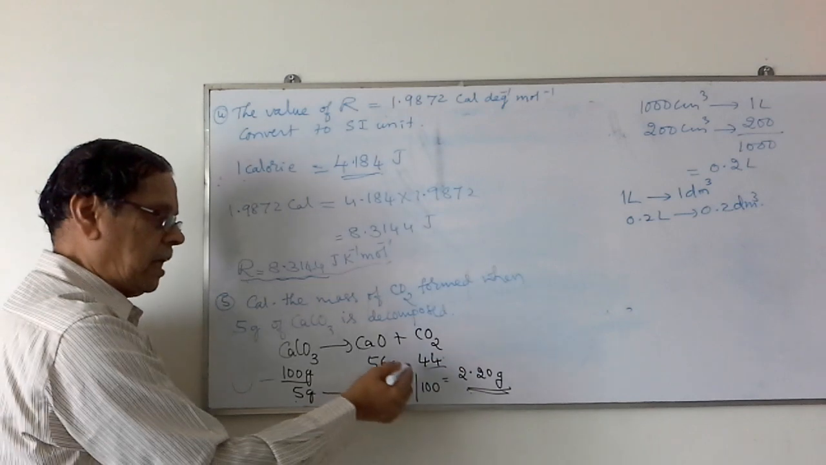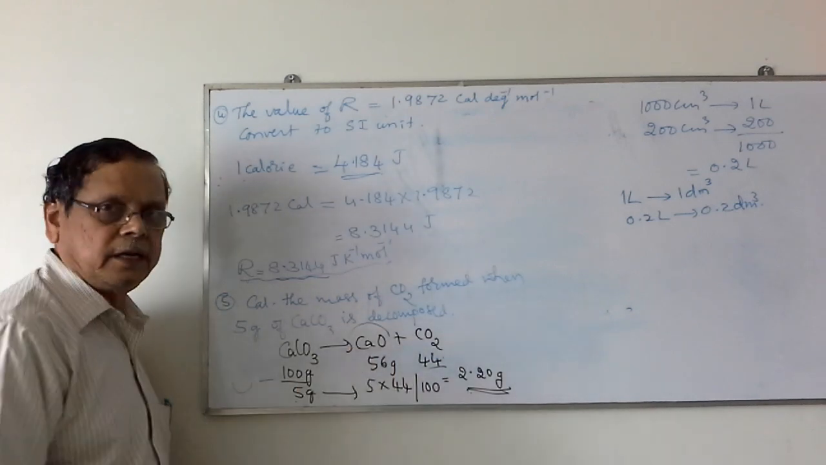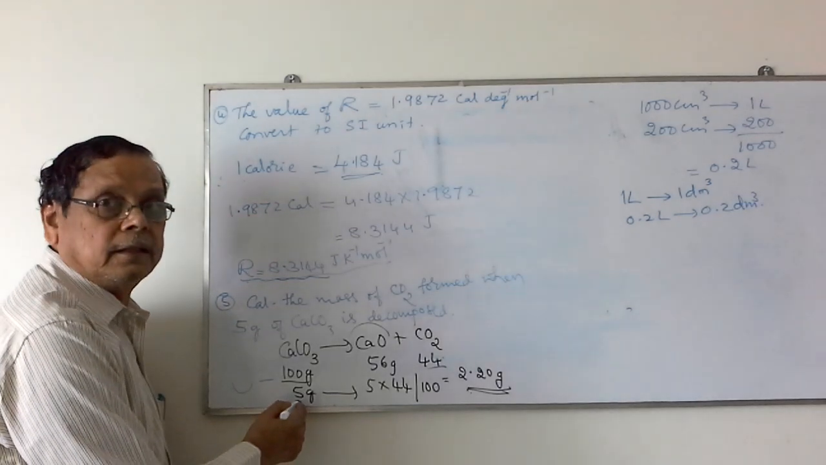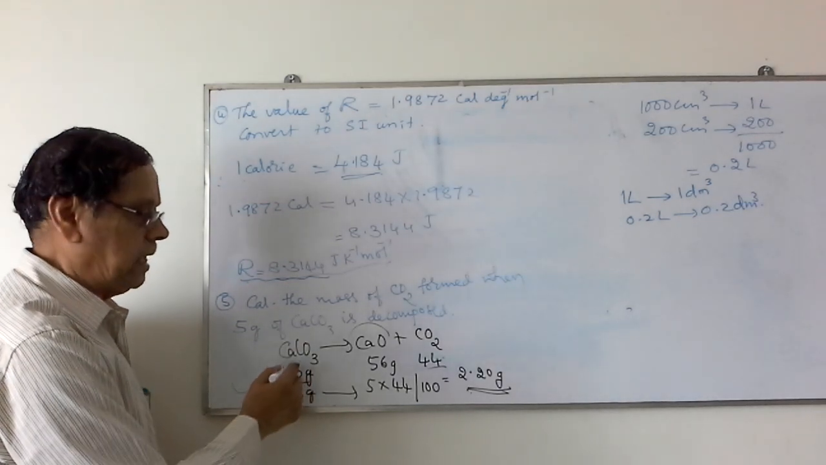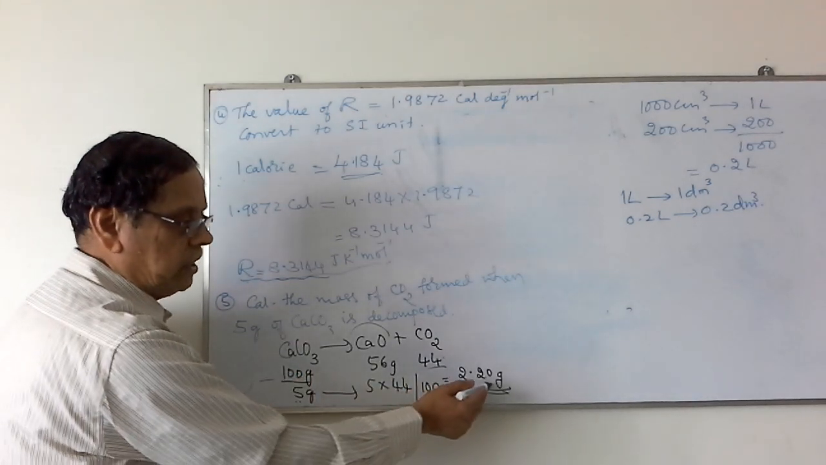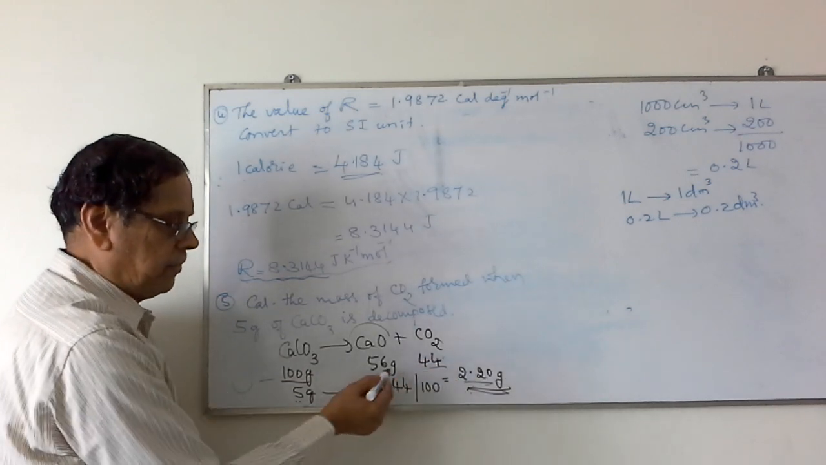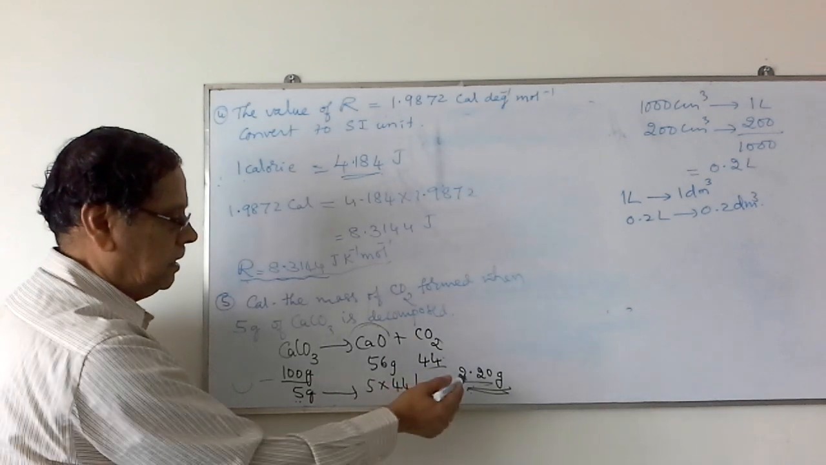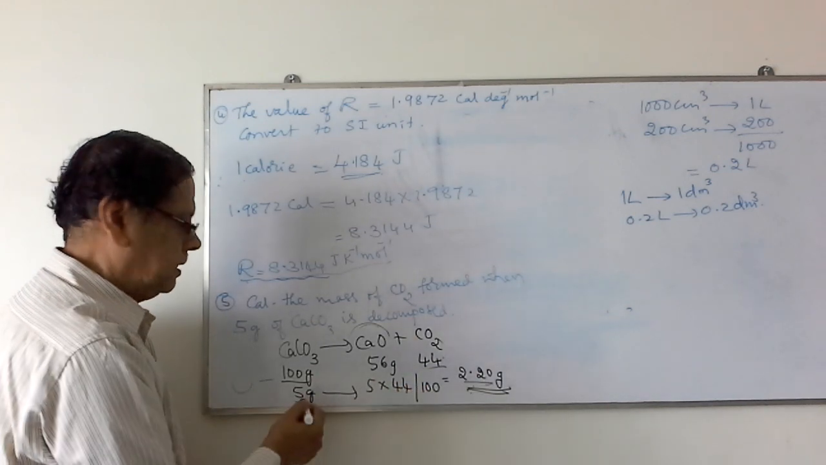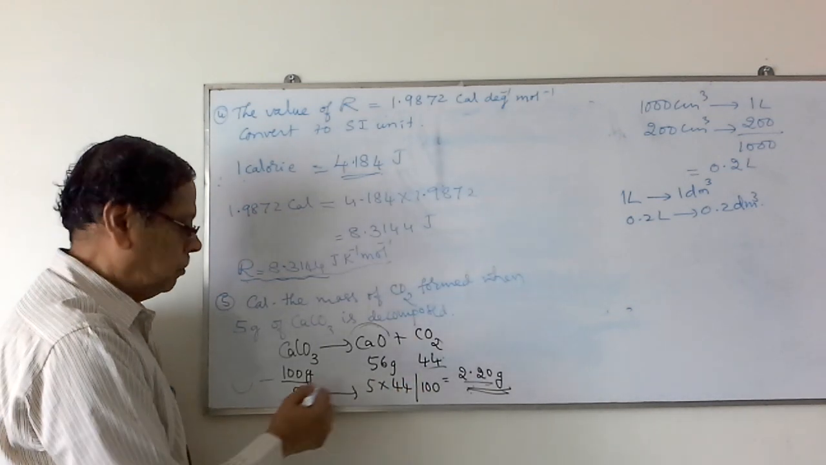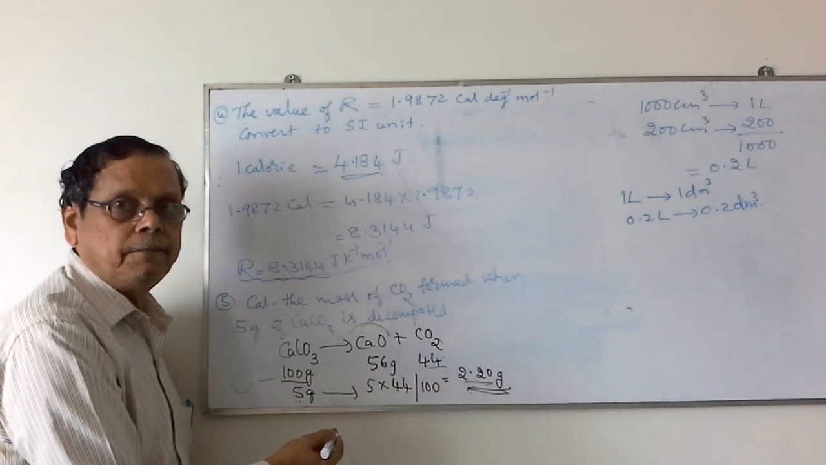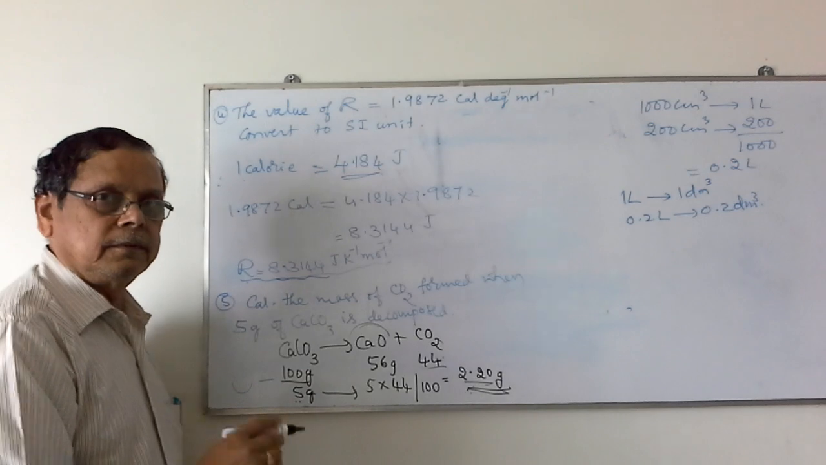If you are asked to calculate the mass of the calcium oxide also, then if 5 grams is the mass of this calcium carbonate, 2.2 is the mass of this carbon dioxide. Then the remaining mass will be of calcium oxide. That is 2.80. So the total mass of the reactant and product must remain same.